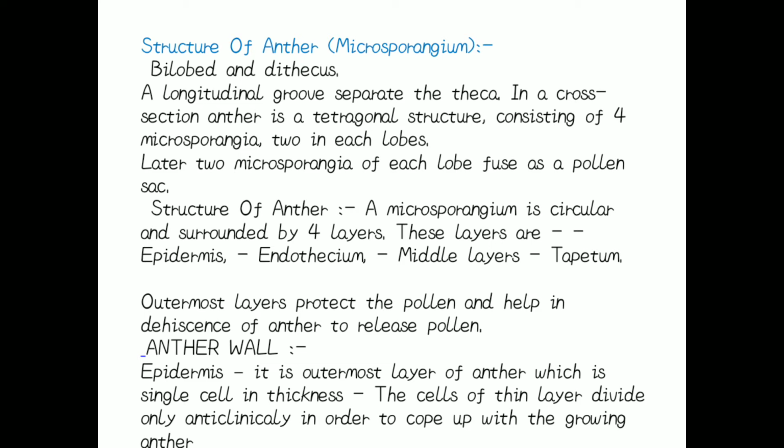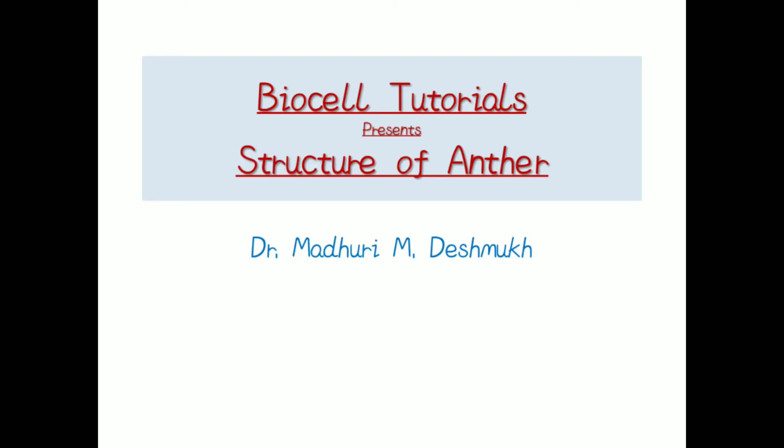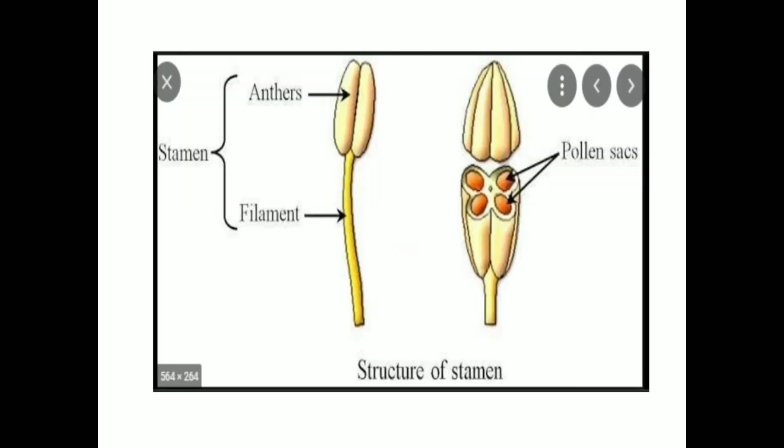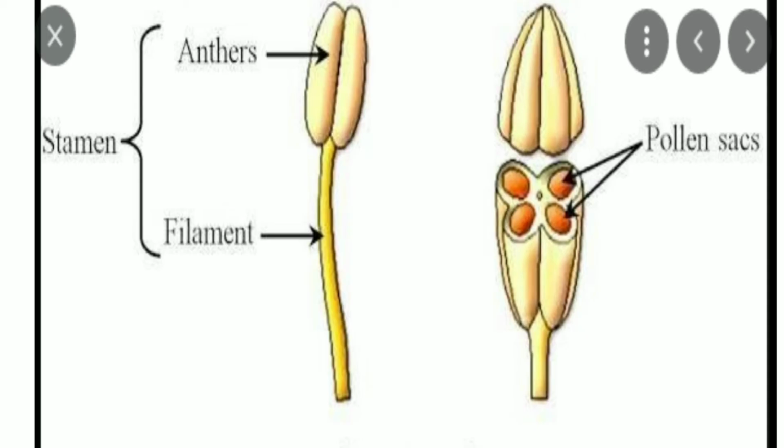Structure of anther, also called a microsporangium, as the size of the spores is very small, so it is called a microsporangium. It is bilobed and dithecous. I will show you the diagram here. This is the anther. Anther is connected to the filament and collectively it is called a stamen.